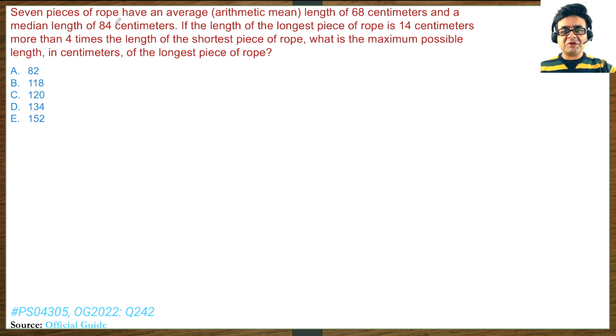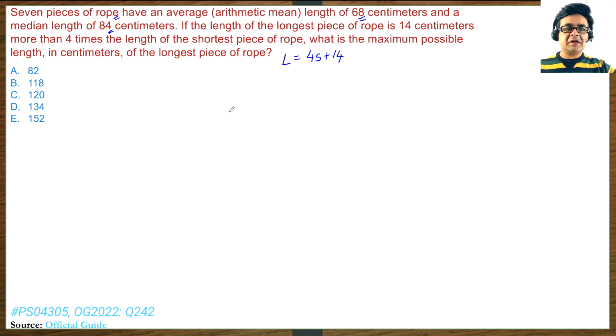We are given 7 pieces of rope. They have an average of 68 centimeters and their median is 84 centimeters. And we are also given this relationship between the longest piece of rope and the smallest piece of rope. Let's read it so that we get the relationship right before we start solving the problem. We are given that the longest piece of rope is 14 centimeters more than 4 times the length of the smallest piece. Let S be the smallest piece, or the smallest length, and the longest is 14 more than 4 times the smallest length. So the largest length would be 4S plus 14.